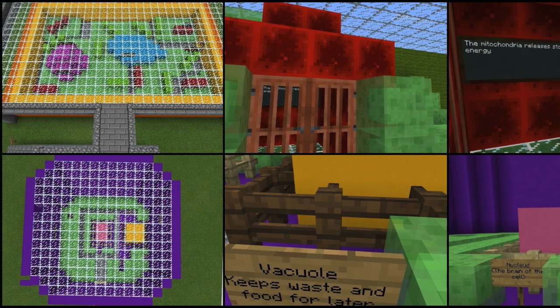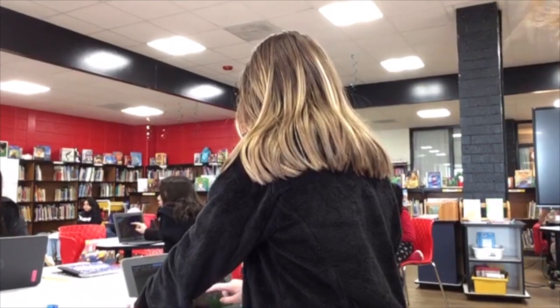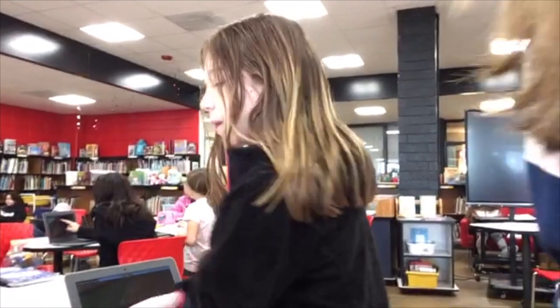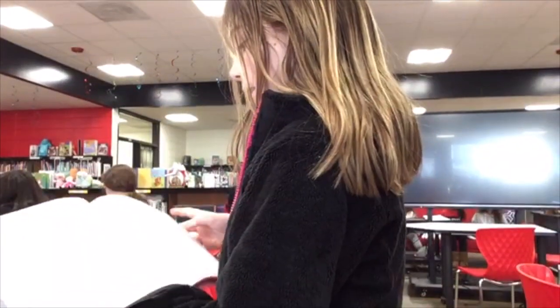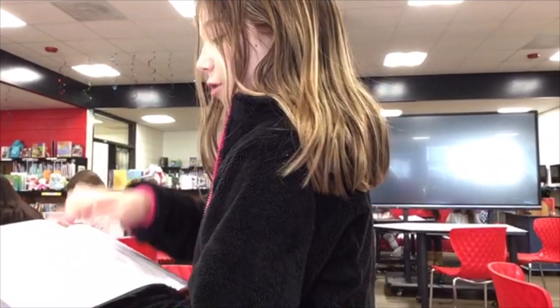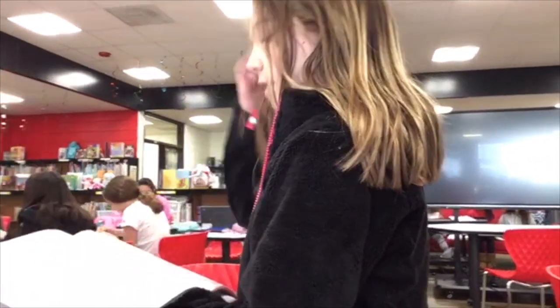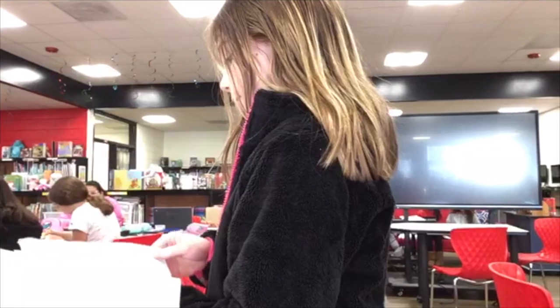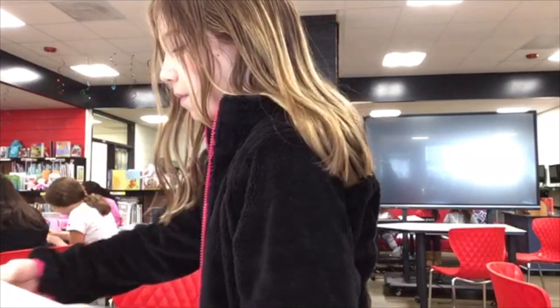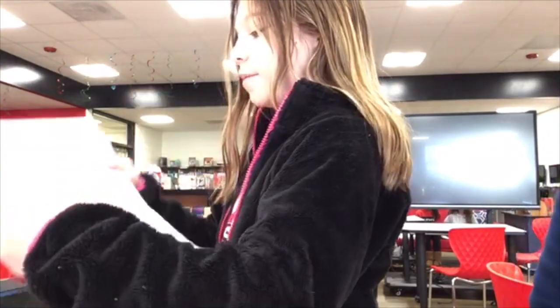So, this is my plan. I'm going to build yours to add all the organelles after I create the cell membrane and the cell. I love that idea. This was my plan on a grid paper.